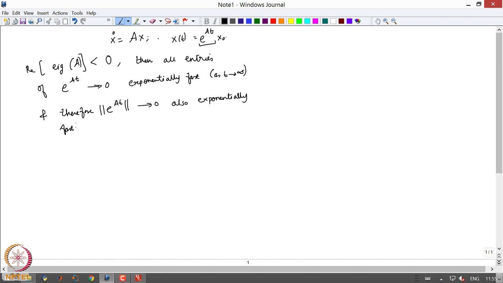Okay. So, this could be for any matrix norm, 1 norm, 2 norm or the infinity norm, and therefore this would mean that there exist constants c, lambda greater than 0 such that the norm of e power At is less than or equal to c e power minus lambda t, again for all t.